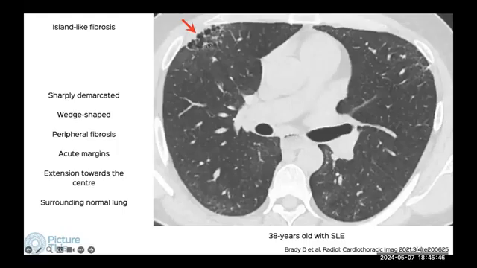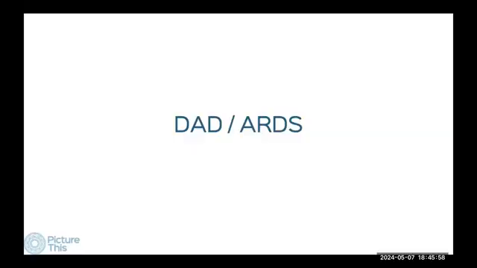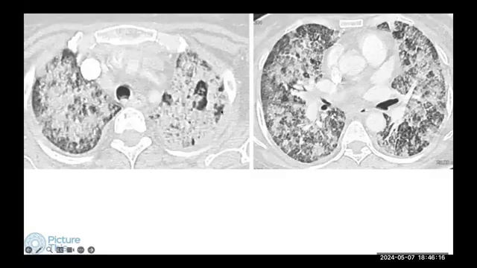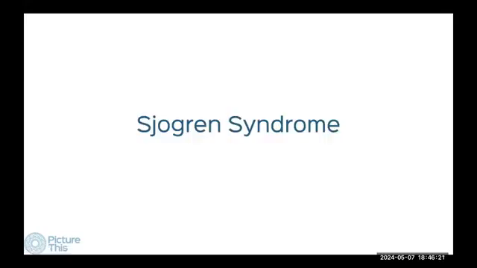And here you have island-like fibrosis because SLE is a vasculopathy. And you can see these focal areas, likely because of focal infarction and vascular changes causing these areas of fibrosis. Patients with SLE can present with diffuse alveolar damage. And here we see diffuse alveolar hemorrhage with extensive areas of ground glass septal thickening, almost a crazy paving pattern with bilateral pleural effusions and dropping hemoglobin. Here's another patient with extensive lung disease, and this would just qualify as acute lung injury.